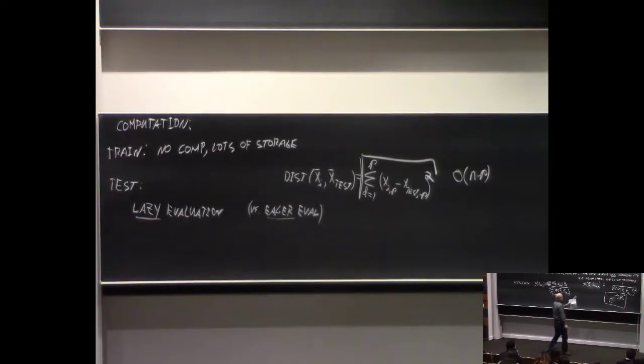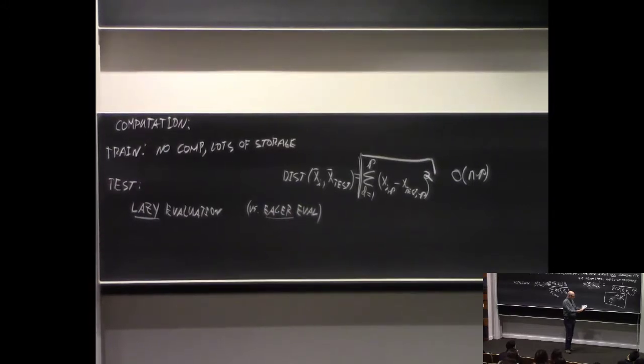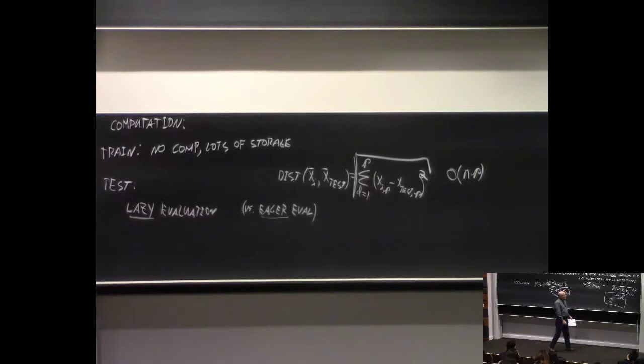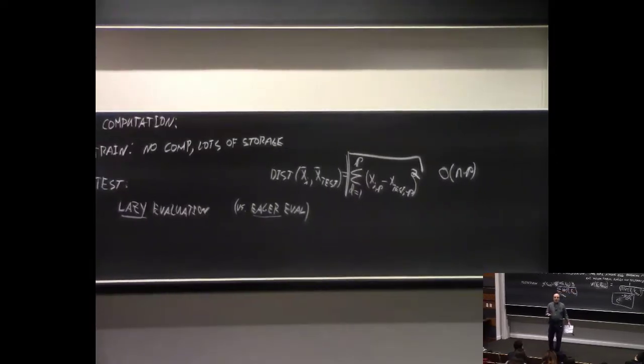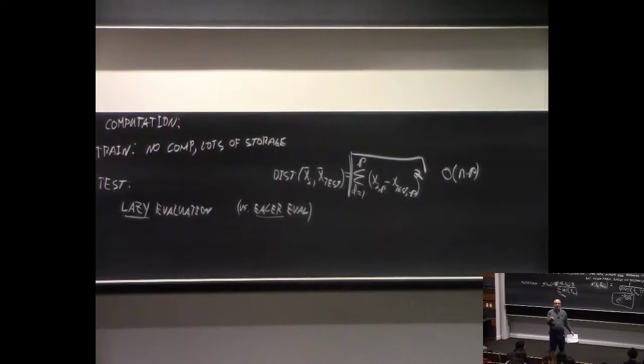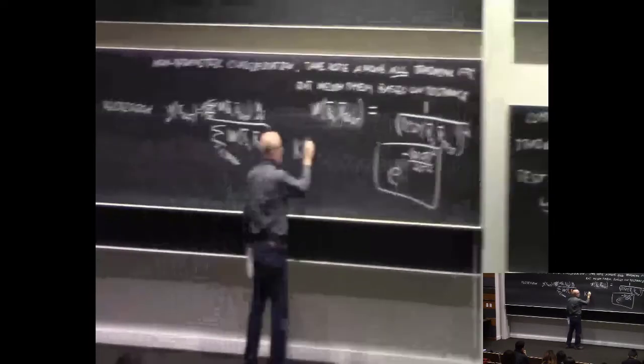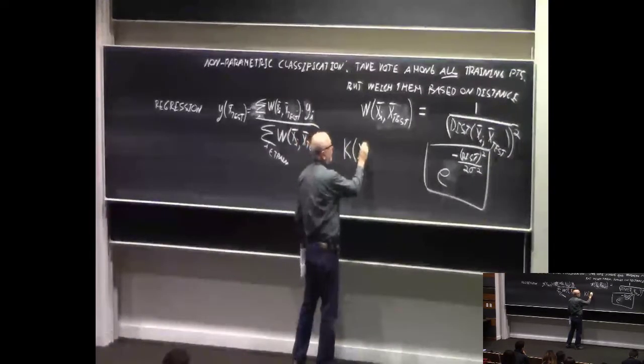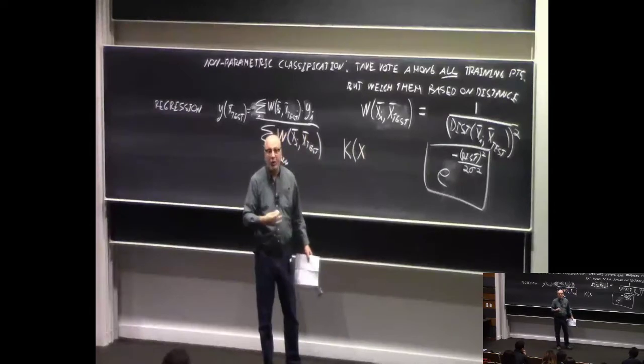Let me go back to this idea of weighing. If what we're trying to capture is this notion of how does distance affect the agreement between labels, or the similarity between outputs in the case of regression, we can generalize the notion of distance to something else, which we'll call a kernel. A kernel, with the letter k, is a function of two inputs that captures how much influence you think they should have on one another.